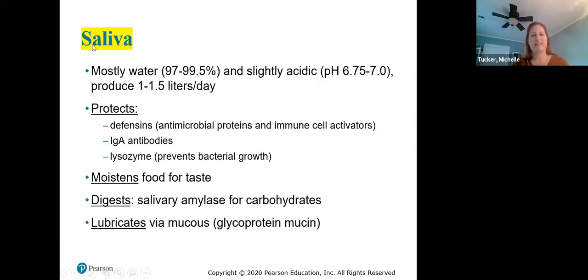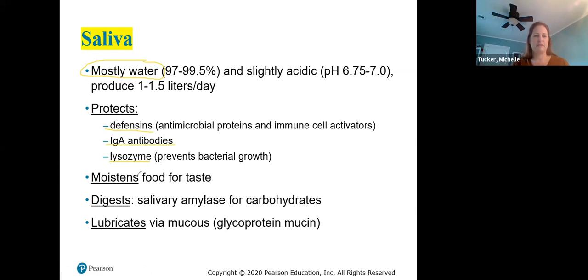Saliva is highlighted because you do need to know the components in saliva. Saliva is mostly water. It is slightly acidic. We produce quite a bit, a liter and a half per day. It does have additional substances such as defensins and lysozyme to prevent bacterial growth, as well as IgA antibodies.